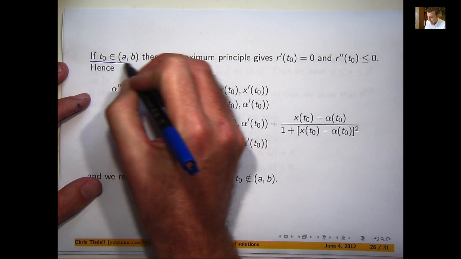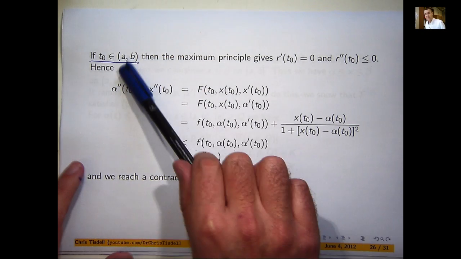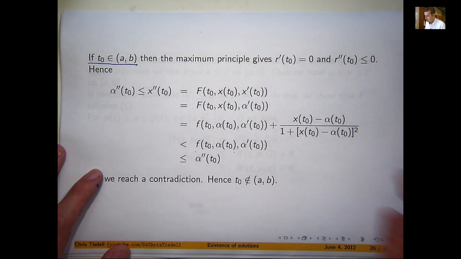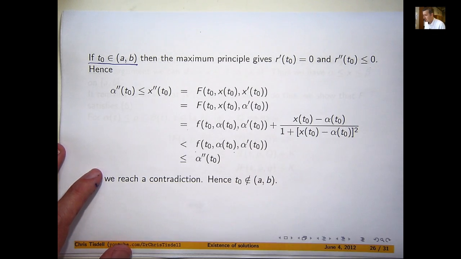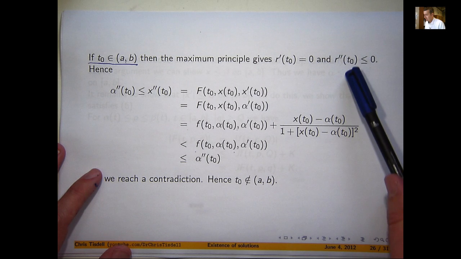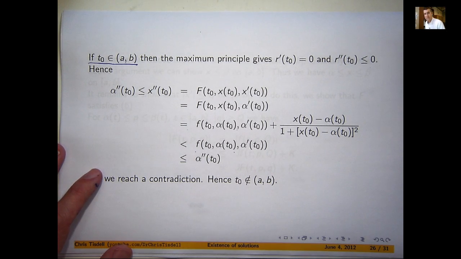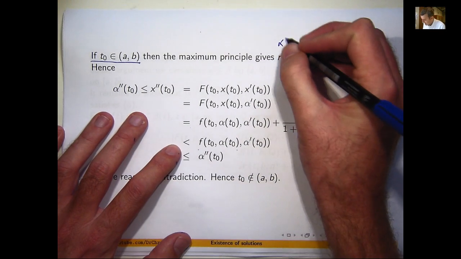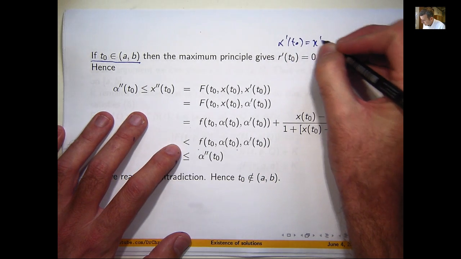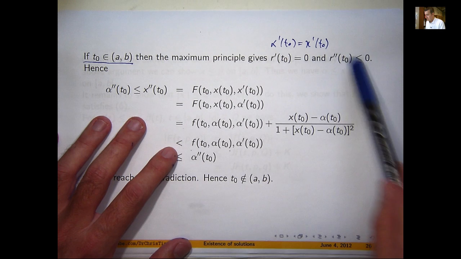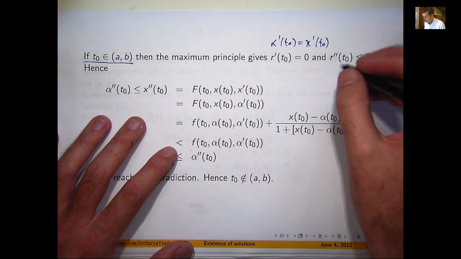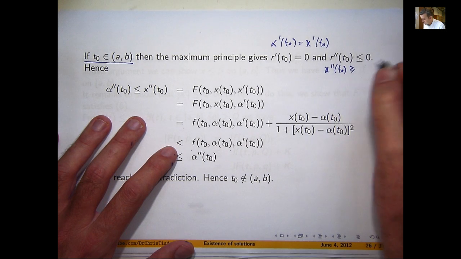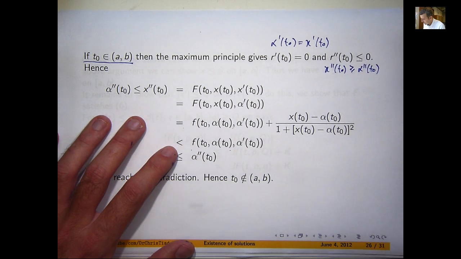Well, what happens if the maximum value of r occurs in the interior of this interval? Well, we know from basic calculus that two things occur. Basically, the derivative of r must be 0 at t0, and r double prime of t0 must be non-positive. So the first part says that essentially alpha prime of t sub 0 equals x prime of t sub 0, and this second inequality basically says that x double prime of t0 is greater than or equal to alpha double prime of t0.